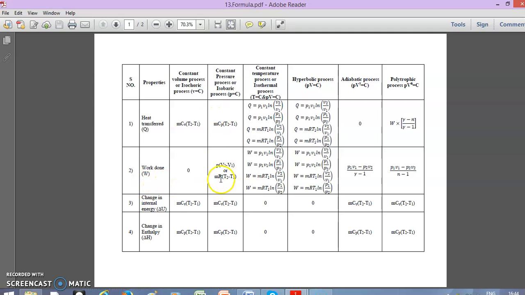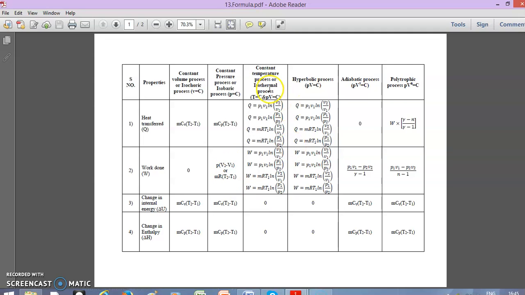And work done for constant pressure: since work done W is equal to integral of P dV, it is pressure P multiplied by (V2 minus V1). Also, by the ideal gas equation PV is equal to mRT, so P2 V2 can be written as mRT2 and P1 V1 can be written as mRT1. So we can take mR common as (T2 minus T1). This is the work done formula for constant pressure.